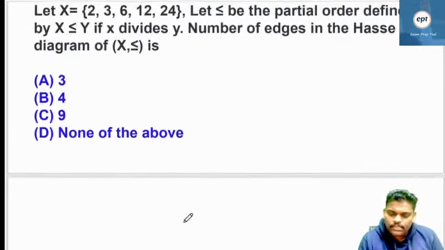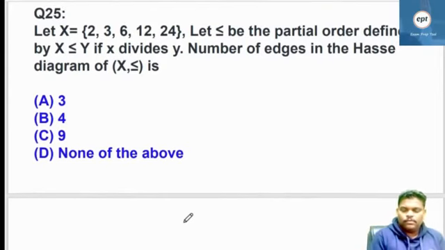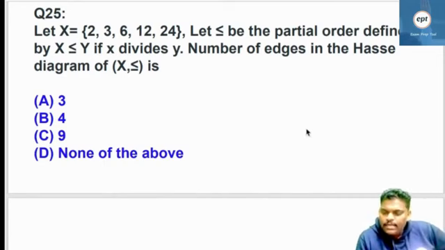Yeah, so see the answer. Let X is equal to 2, 3, 6, 12, 24. Let less than or equal to be the partial order defined by x less than or equal to y if x divides y. Number of edges in the Hasse diagram. What is the answer? Then the number of edges in the Hasse diagram of X less than or equal to is. So what is the answer?